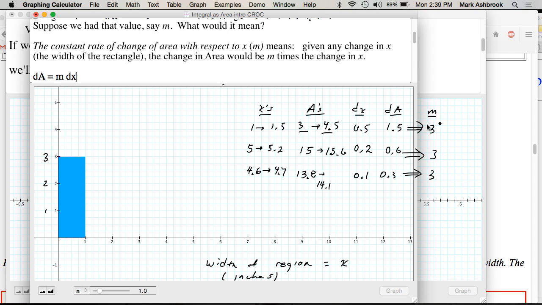But what are the units on this? So this rate of change is 3. 3 what? What are the units? Rate of change of area here. Okay, lots of you are saying inches squared per inch. Inches squared per inch. Right? Because it's how much the area changes for any change in width in inches. Okay?